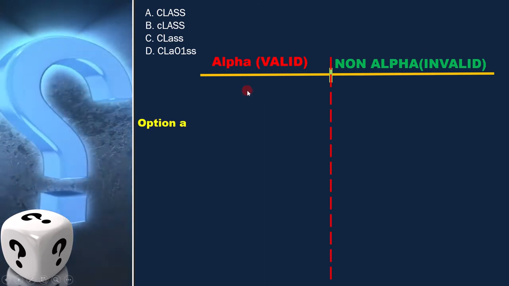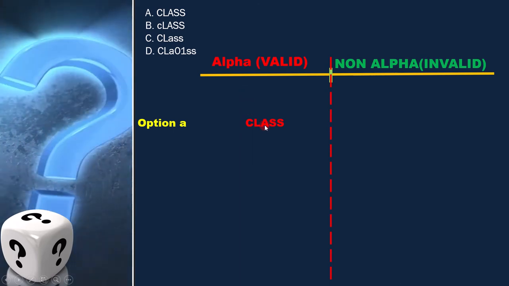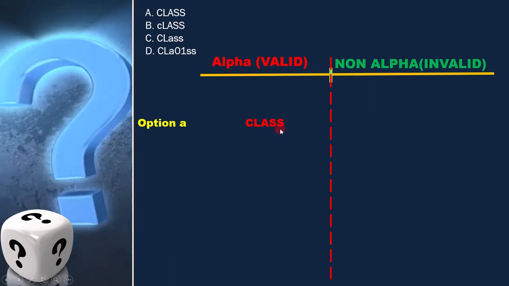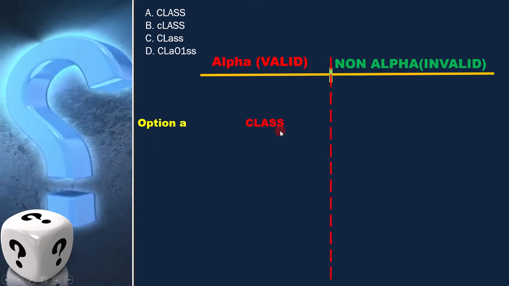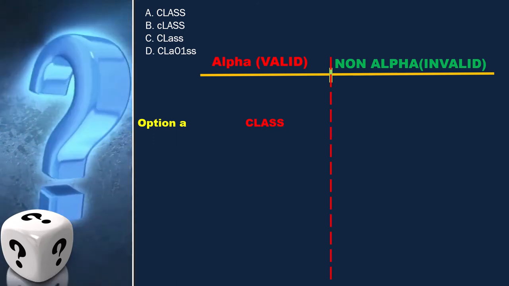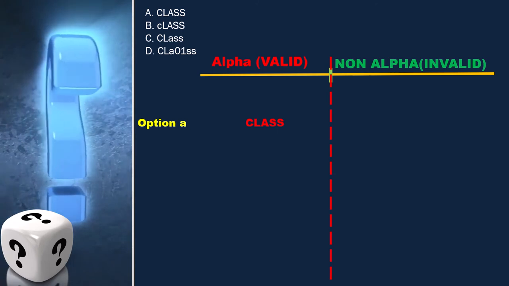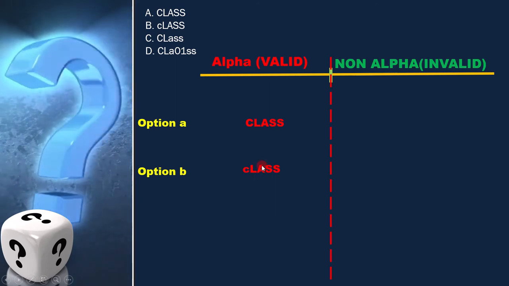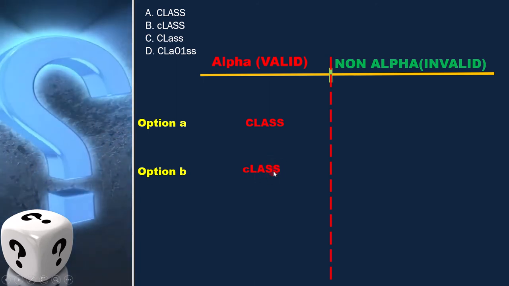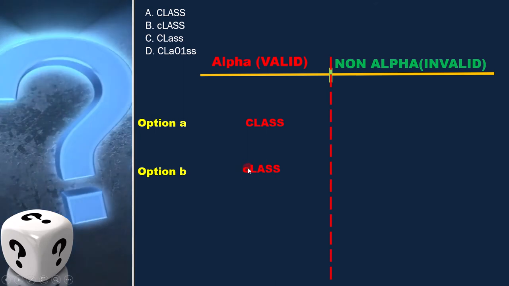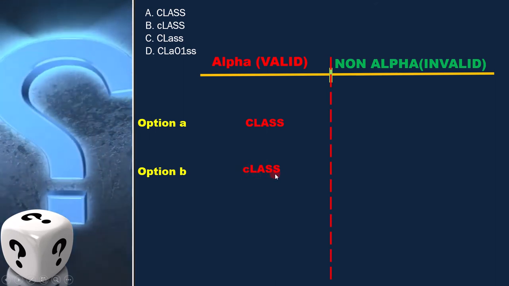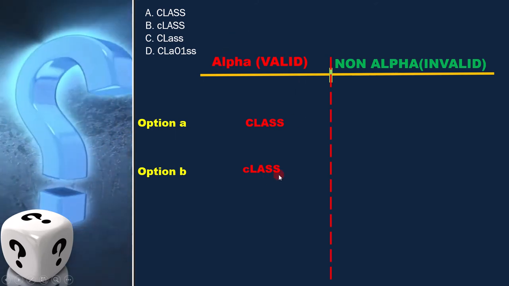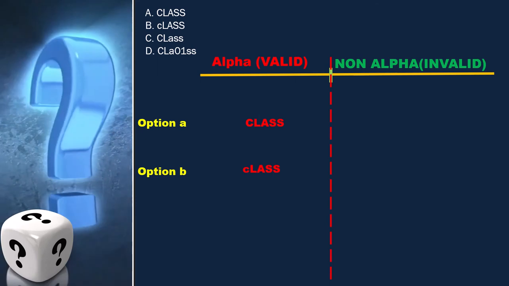Option A is C, L, A, S, S, where all the alphabets are in caps. Since they are all alphabets, they are in valid class, and option A is not the answer. Option B is c, L, A, S, S, where c is in small case, and all other alphabets are in caps. Since they are all alphabets, they are in valid class, and option B is not the answer.